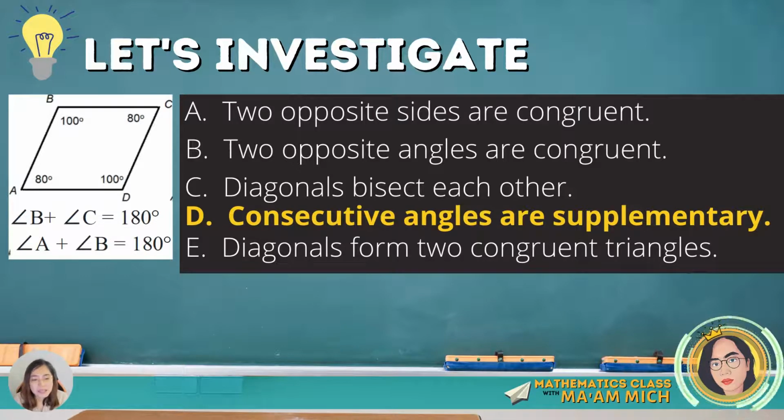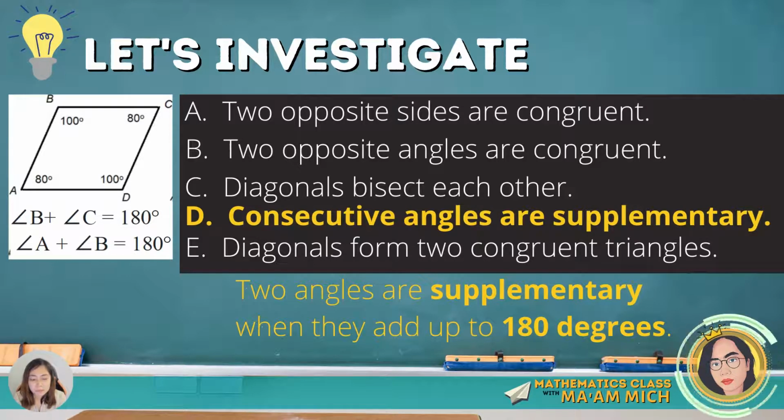Let's see. The correct answer is letter D. Consecutive angles are supplementary. When we say consecutive angles, okay, so sabi dito, two angles are supplementary when they add up to 180 degrees. Ano ba yung consecutive angles? Yung magkasunod. Ibig sabihin, kabaliktaran ng opposite natin, magkatapat yung sa opposite natin, and then we have consecutive, magkasunod.